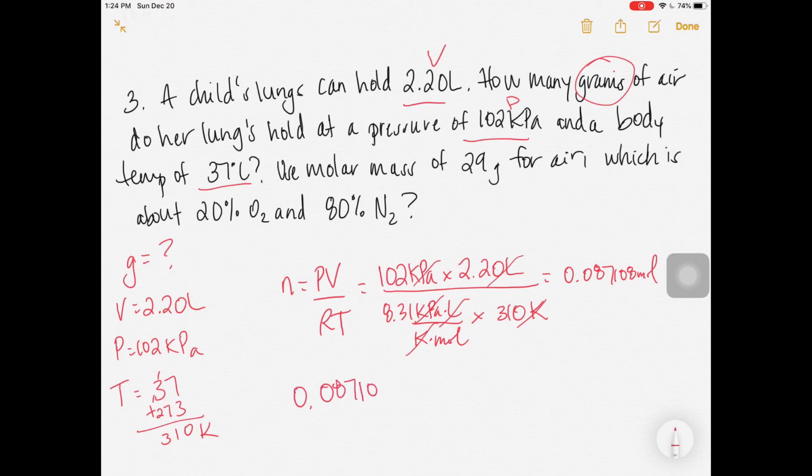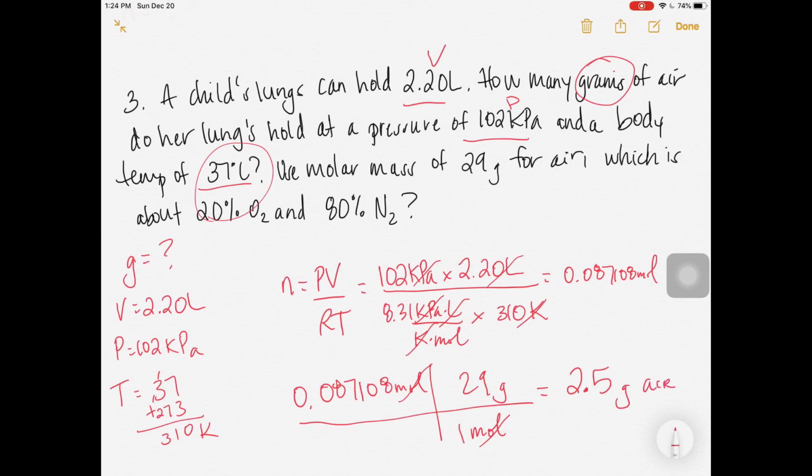They said use a molar mass of 29, so that's what I'm going to use. Sig figs should be 2 because of my temperature. So to 2 sig figs, 2.5 grams of air. It's a pretty small amount.